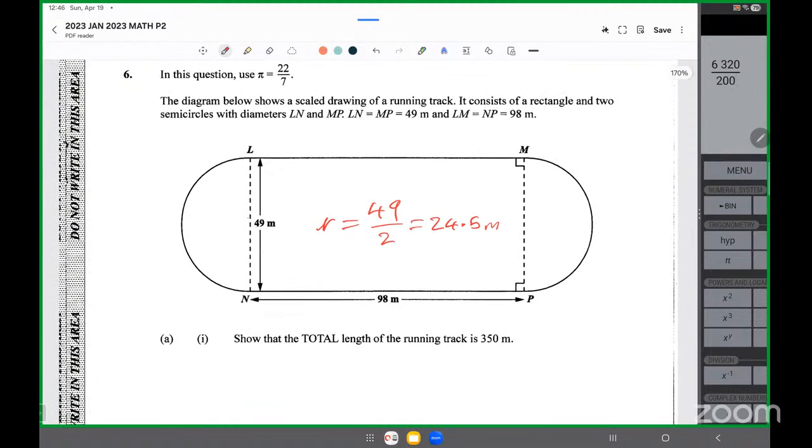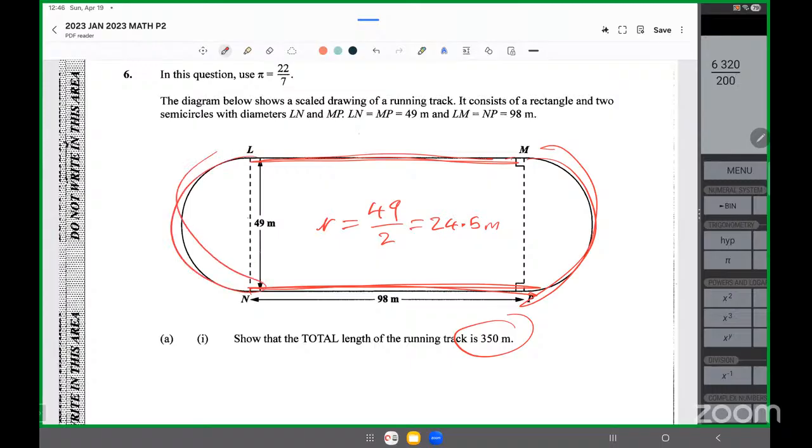All right, so that's a radius, 24.5. And it says this length is 98, and this length is also 98. The question says, show the total length of the running track is 350 meters. The total length is the distance around here. So it becomes this length plus this length plus half a circumference here plus half a circumference here. So you could say it is 2 times 98 plus a circumference, because the 2 half circles make a circumference. Agree? Good.